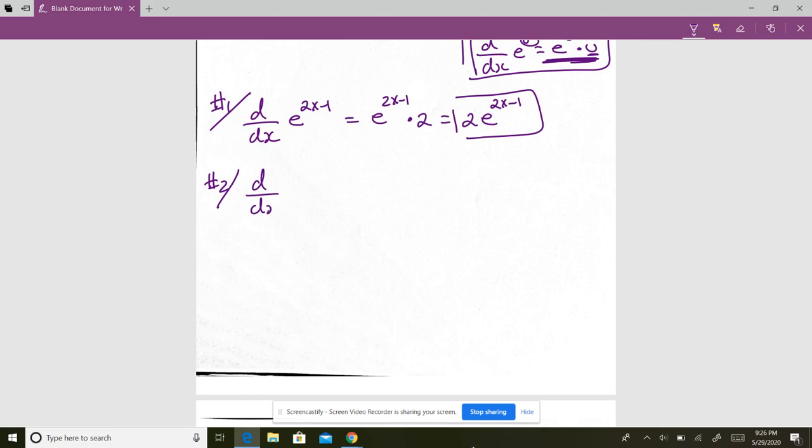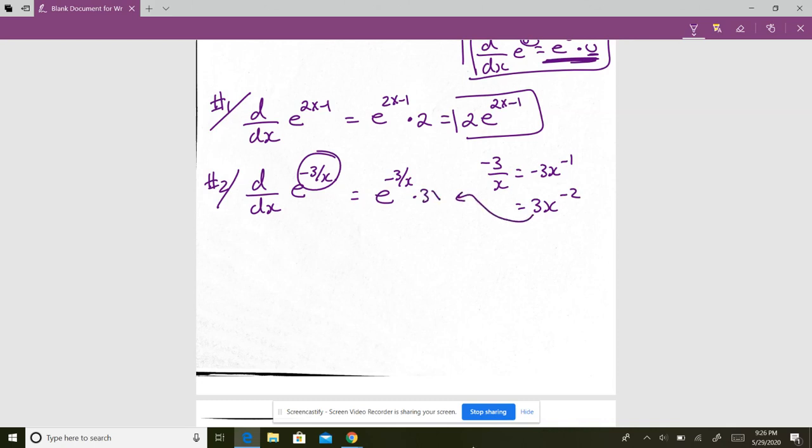Alright, number 2. Derivative of e to the negative 3 over x. First thing, it's just that function times, then you have to do the derivative of that. So we're going to go off to the side. Negative 3 over x is equal to negative 3x to the minus 1. So if I'm going to do the derivative of that, I'm going to drop the negative 1 down, take it away, and I'm going to get 3x to the minus 2. So that goes right there. 3x to the minus 2. Clean it up by dropping that x down.